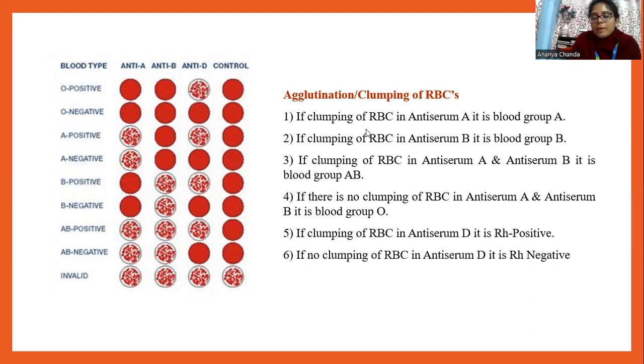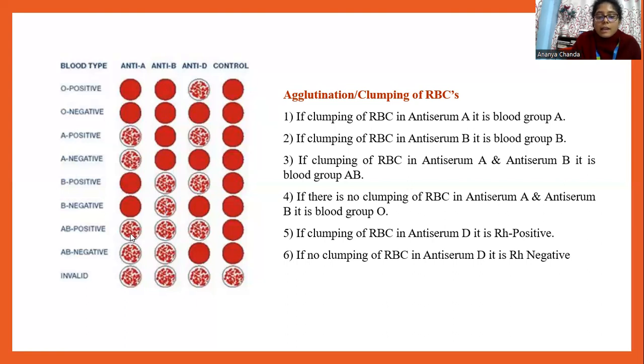Similarly, if clumping of RBCs occurs in antiserum A, suppose this is the antiserum A, then it is the A blood group type. If positive, then agglutination will happen in D also. If negative, A will agglutinate, but D will not agglutinate. Similarly, in the B blood group type, if the agglutination occurs in the B well and the D well, it will be positive. If only B, then it will be negative. And if the agglutination happens in both the anti-A and anti-B, then it is considered AB positive.